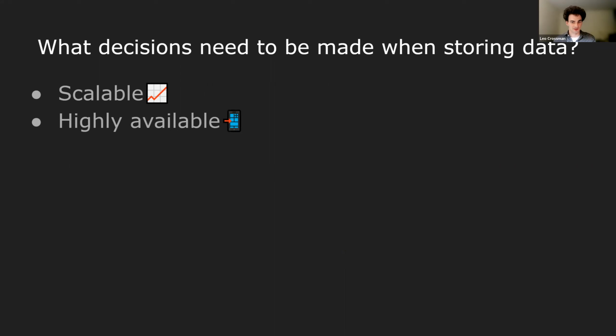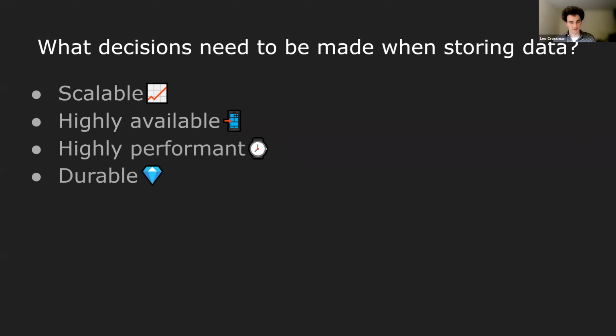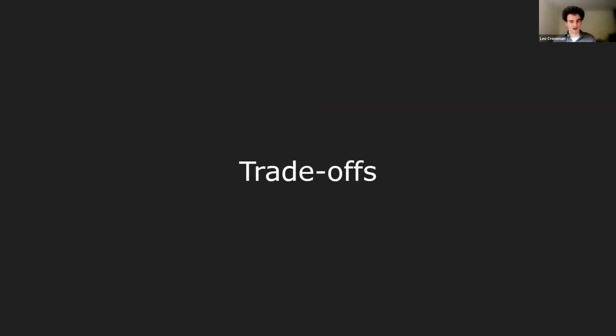Any attempts to access our data must be highly performant. In particular, the data stored in this system needs to be queryable with as close to single-digit latency as possible. Lastly, your data needs to be durable. Once it is submitted, data can never be lost. Now, what are some of the trade-offs that you need to be aware of when making these decisions?